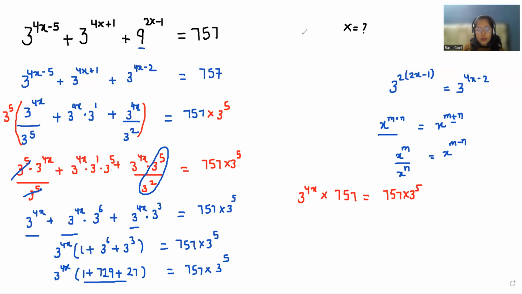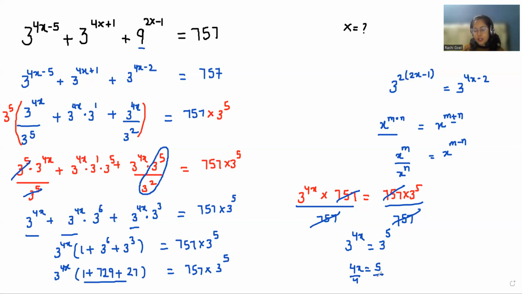So now I am going to divide both sides by 757. So we can eliminate this. What is left? 3 power 4x is equals to 3 power 5. As we know, if the bases are equal, their powers are also equal. So 4x is equals to 5. Now I am going to divide both sides by 4. So the value of x is 5 by 4.